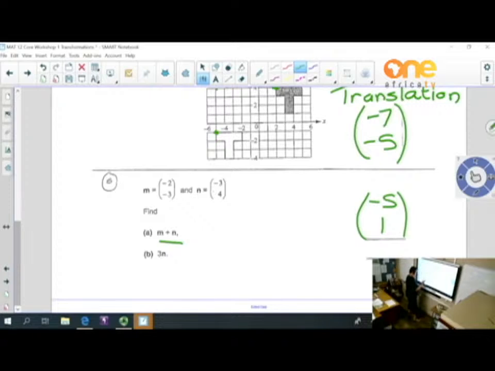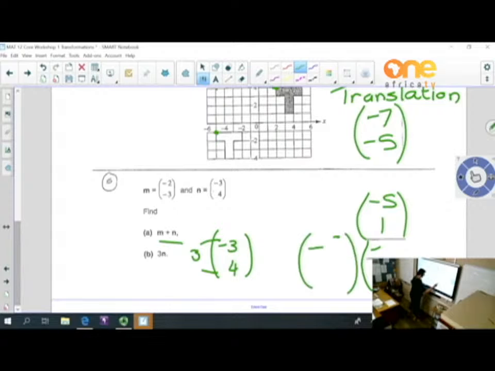The second one, 3n, so it means I'm going to multiply each one in the bracket by 3. Remember, never ever put a line there like a fraction. It's not a fraction. So let's rewrite it here: -9, 12. That is then the column vector for that one.